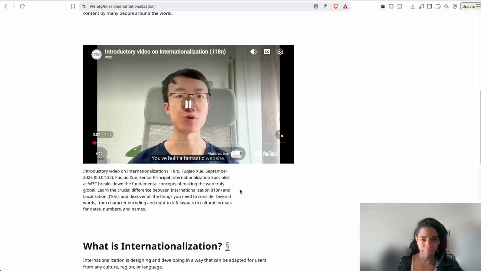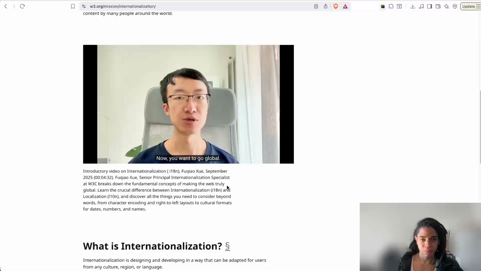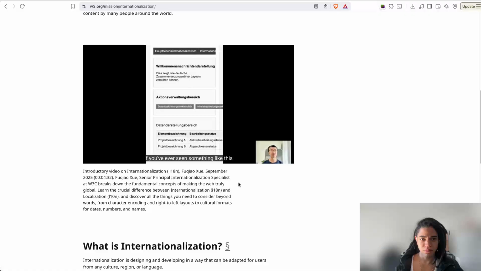You've built a fantastic website. It works perfectly for your local audience. Now, you want to go global. So you hire a translator, swap up the text, and you're done, right? Unfortunately, it's not that simple. If you've ever seen something like this, you've seen the failure of internationalization.